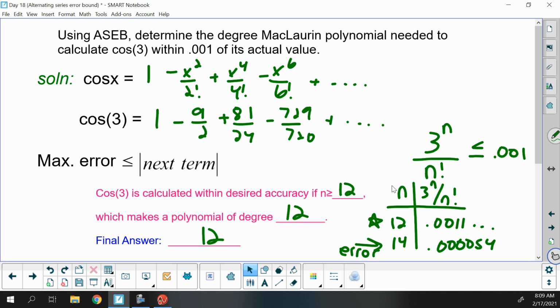Now with these, always just be careful if they want the degree or if they want the number of terms. If they want the number of terms, you'd have to count out how many terms there are when you get to the 12th degree.